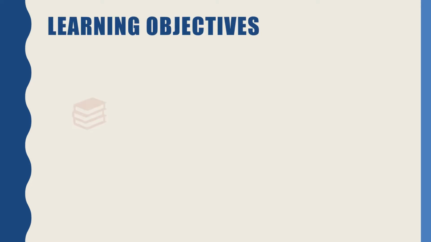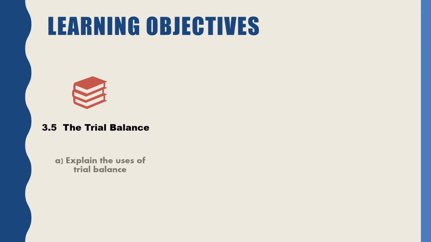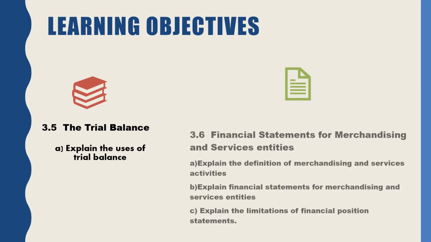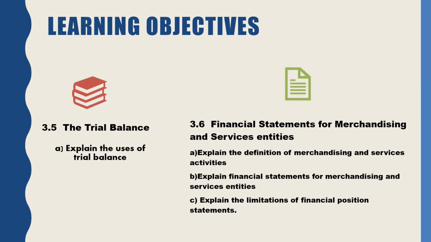Learning Objectives. 3.5 A Trial Balance: A. Explain the uses of trial balance. 3.6 Financial Statements for Merchandising and Services Entities: To explain the definition of merchandising and services activities. B. Explain financial statements for merchandising and services entities. C. Explain the limitations of financial position statements.